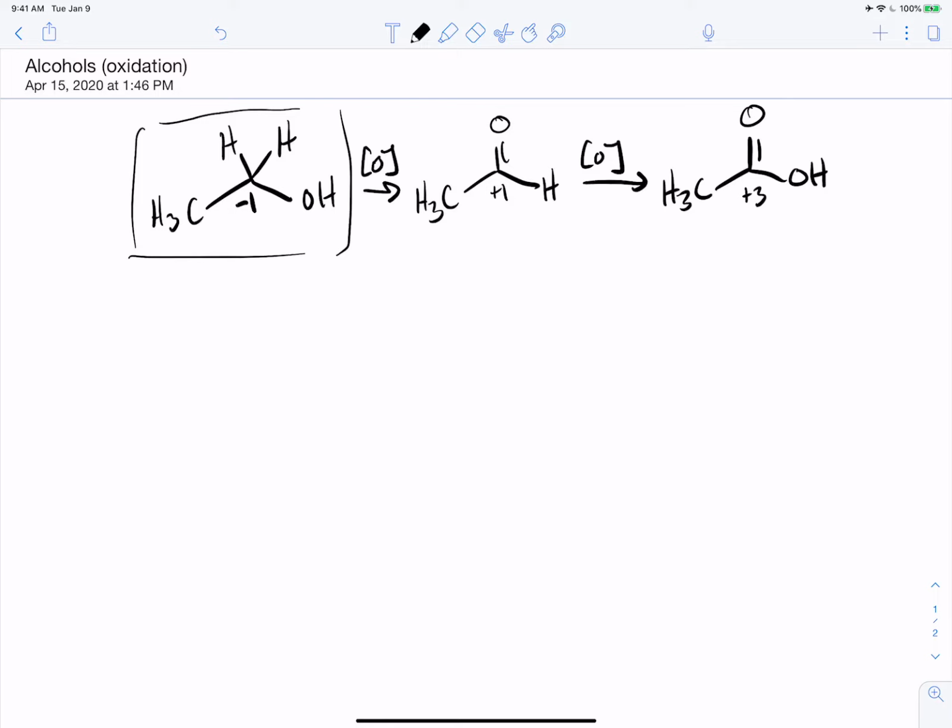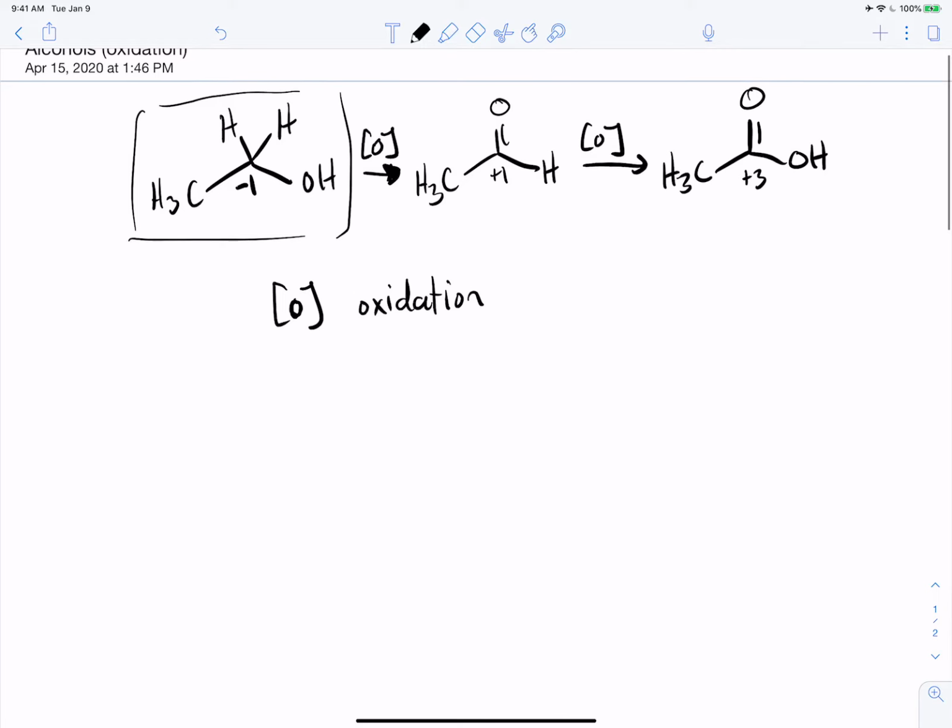Okay, so this is an oxygen with little brackets on it, and it means oxidation. It's not a reagent. It's just saying that I'm going from one oxidation state to another. It means I'm going from a lower to a higher oxidation state. That's what that means.